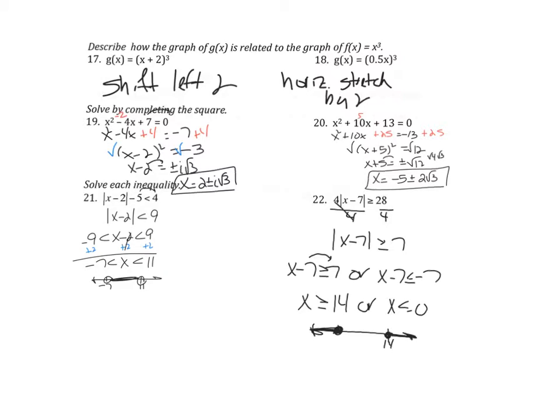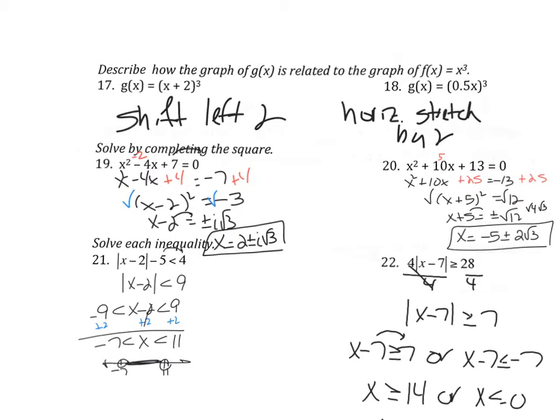17, 18 are just transformations. A number inside shifts it left or right, opposite of what you think. So 17 is left 2. 18, guys, one on tomorrow is inside also, like this.